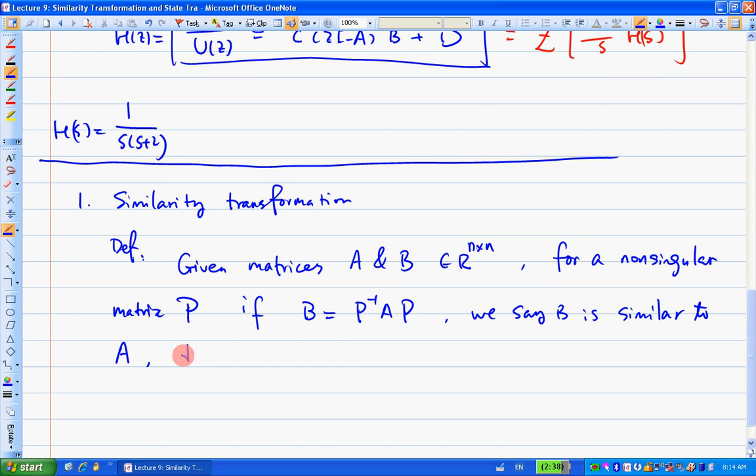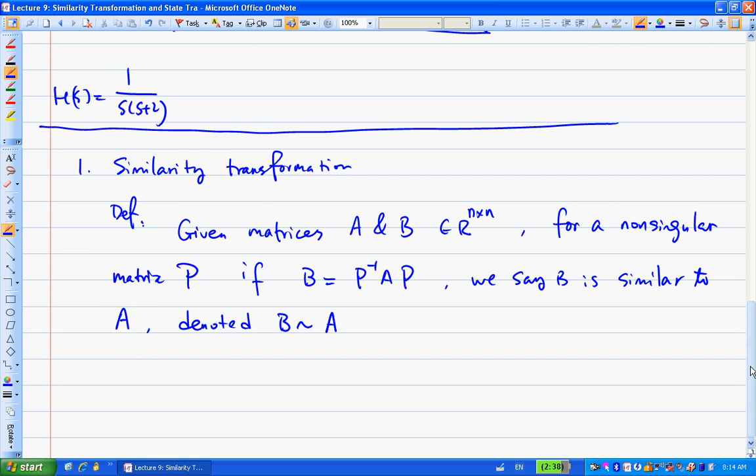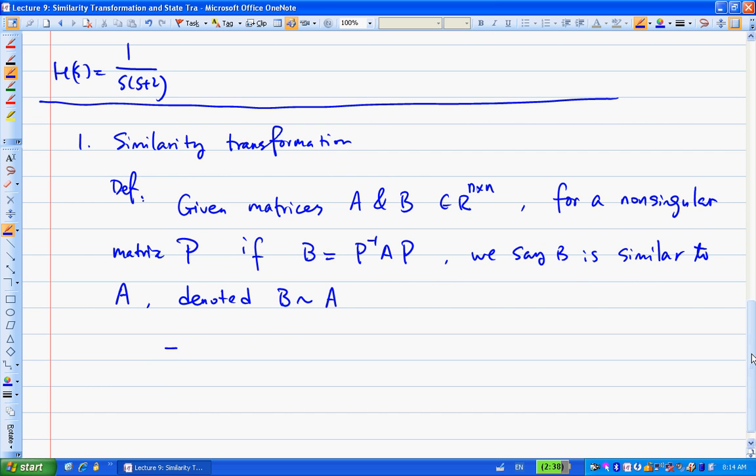So that's similarity. Now, in terms of notation, we use this B tilde A to represent this similarity here. That's called the similarity concept. So there are a couple of properties for similarity. Number one is called the reflexive property. Reflexive basically means any n by n matrix is similar to itself.